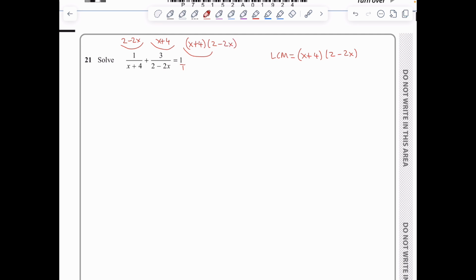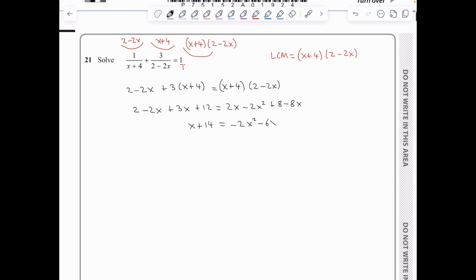The objective is to get rid of the denominator and therefore remove the complexity of dealing with a fractional equation. So we are looking at 2 minus 2x plus 3 times x plus 4 is equal to x plus 4 times 2 minus 2x. I will proceed by expanding the brackets to get 2 minus 2x plus 3x plus 12 is equal to 2x minus 2x squared plus 8 minus 8x, and therefore we've got x plus 14 is negative 2x squared minus 6x plus 8.